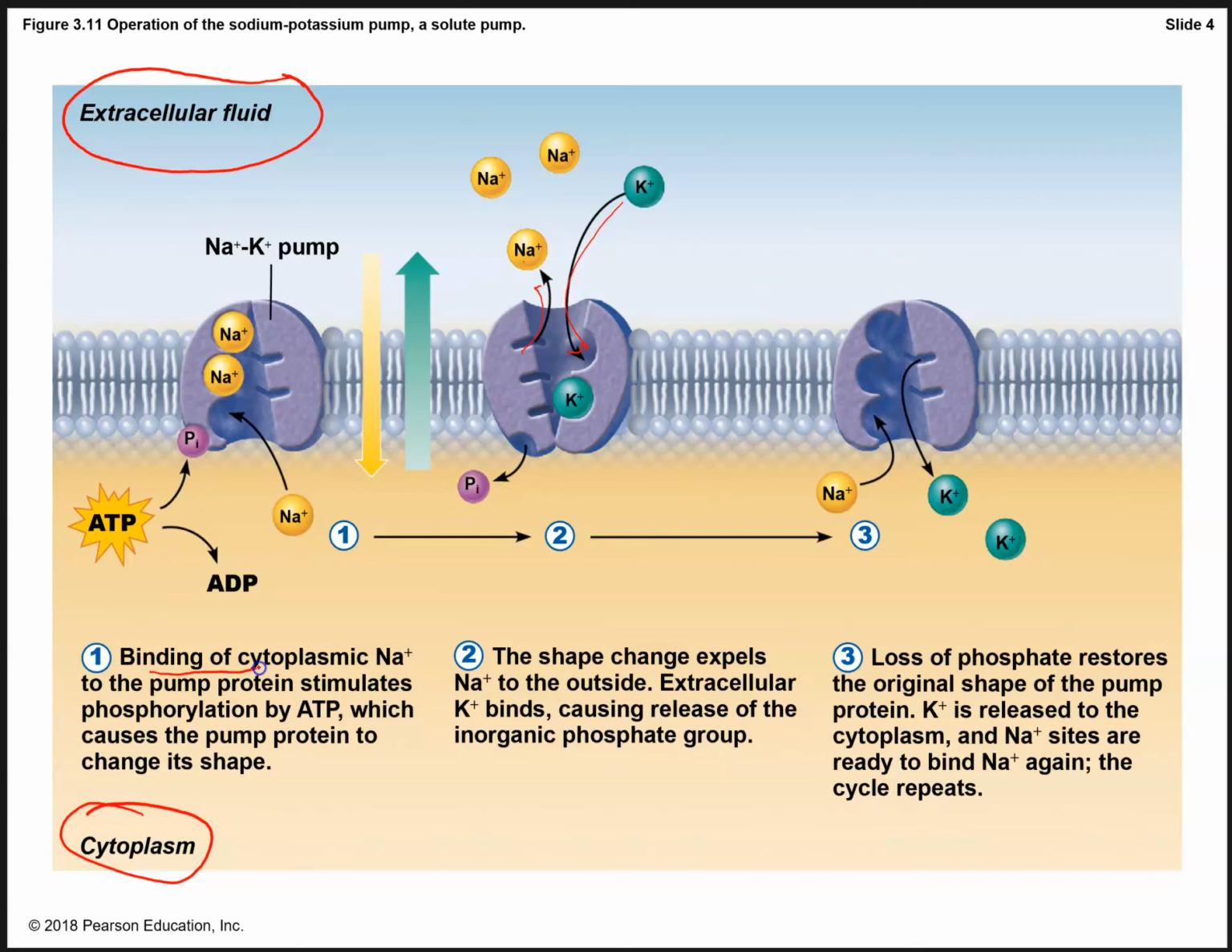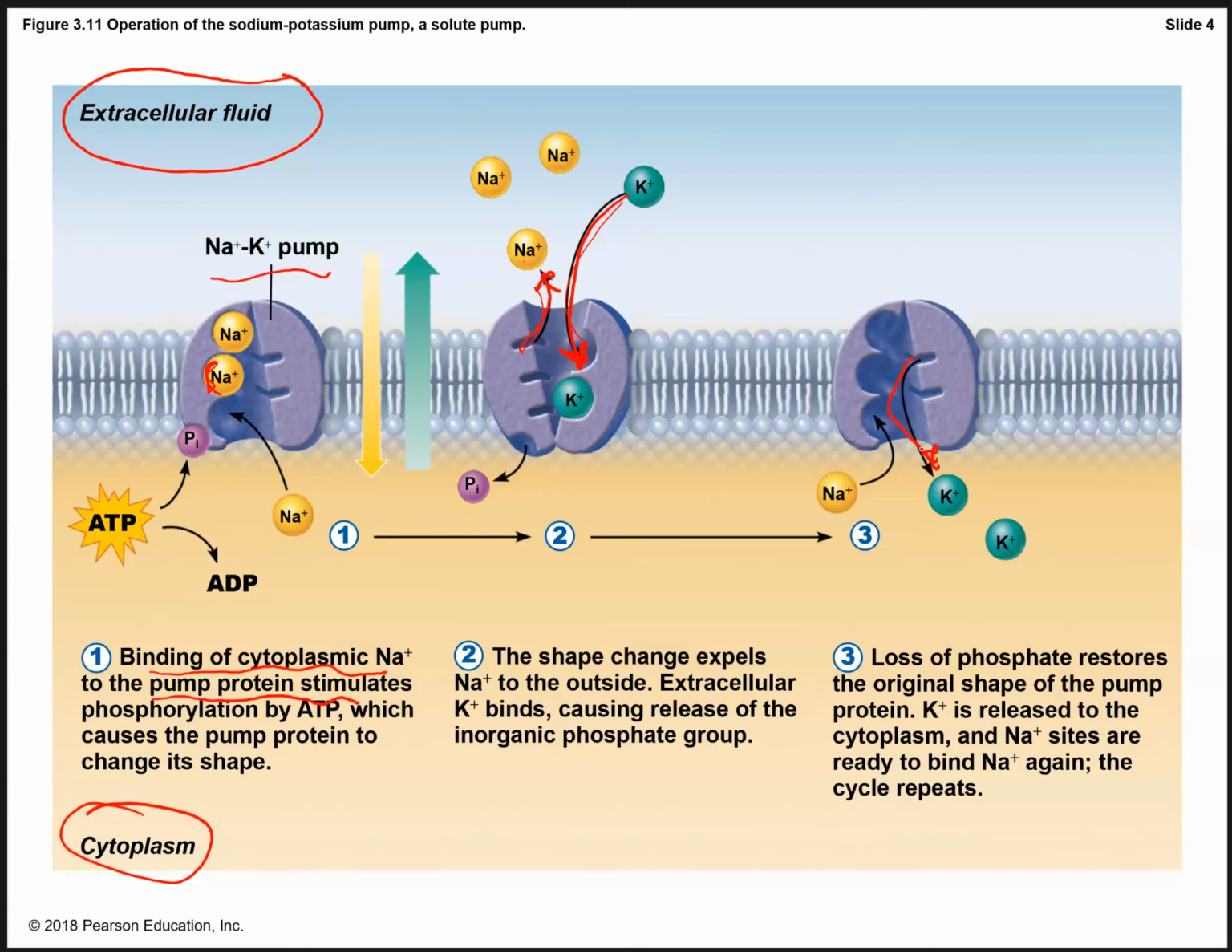So it happens by binding of cytoplasmic sodium to the pump protein. This is a sodium-potassium pump, which is just a giant protein molecule which makes the process happen. The process starts when sodium ions bind to the sodium-potassium pump on the inside, and 3 sodium ions are pumped out of the cell. After that, 2 potassium ions attach to the pump, and 2 potassium ions are pumped into the cell.